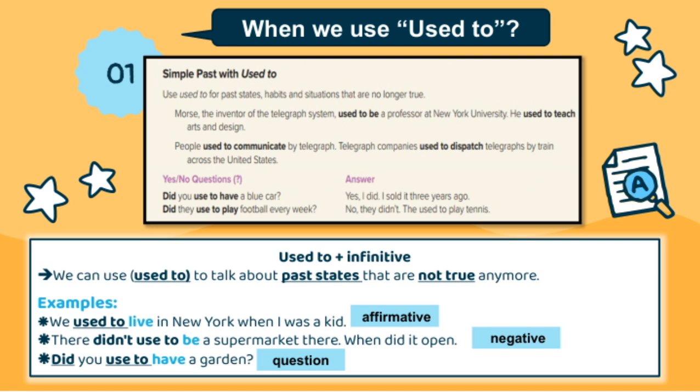You might also wonder, when did something change? For example, there didn't used to be a supermarket there. That means in the past there was no supermarket, but now there is. And a quick question you might hear. Did you used to have a garden? This helps us ask about past habits or states that might no longer be true now. So the main idea is that used to is a simple way to talk about past situations or habits that are different from the present, and it's a useful tool for reflecting on how things used to be.